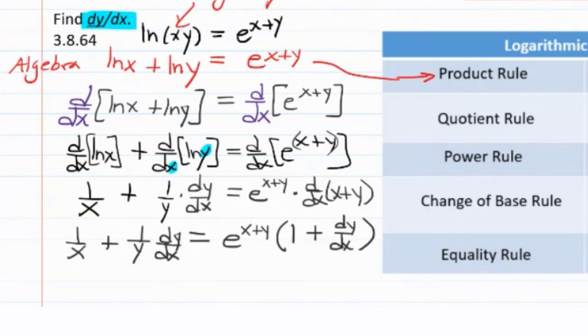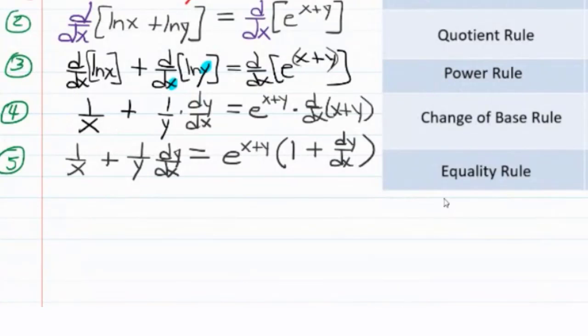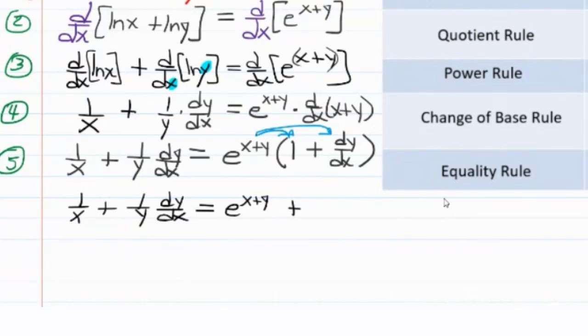Okay, we are so close. We're trying to find dy/dx. We have differentiated. Now we just need to get dy/dx by itself, so we have some algebra to do. But notice that the dy/dx on the right side of the equation is stuck in the parentheses with the 1. So we're going to have to distribute to get it out of those parentheses. So we have (1/x + 1/y) dy/dx equals, distributing here, e^(x+y) + e^(x+y) dy/dx.